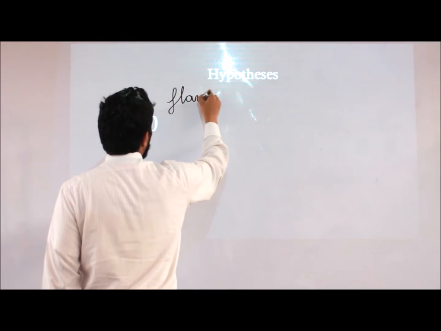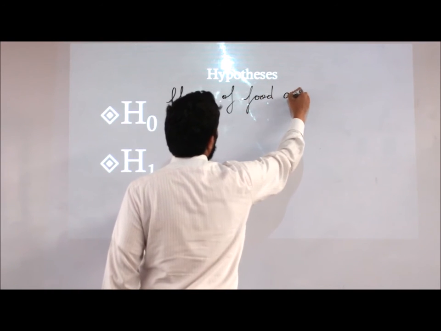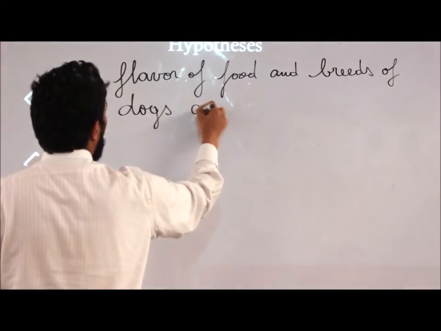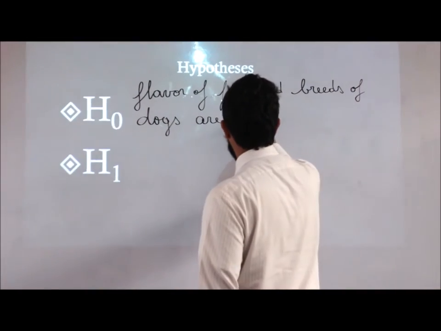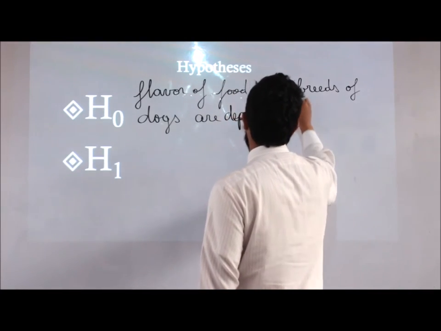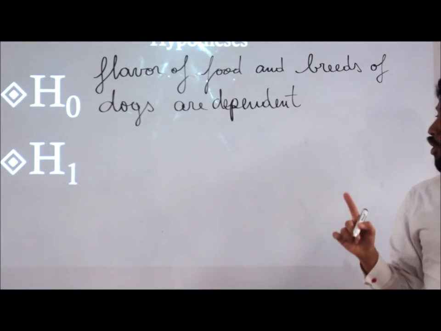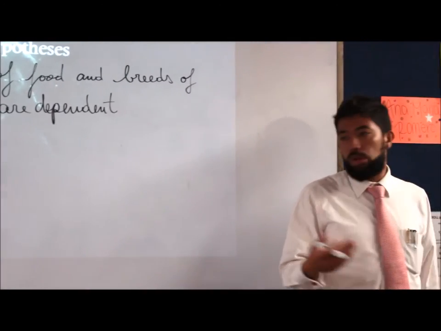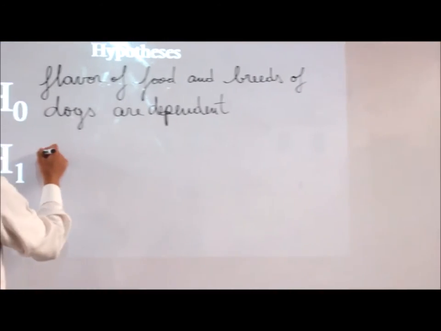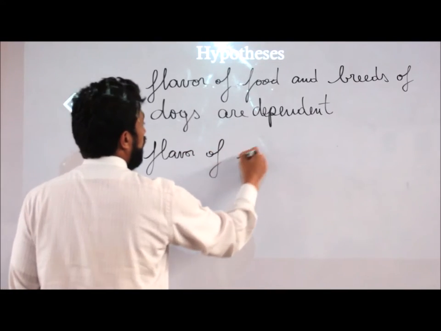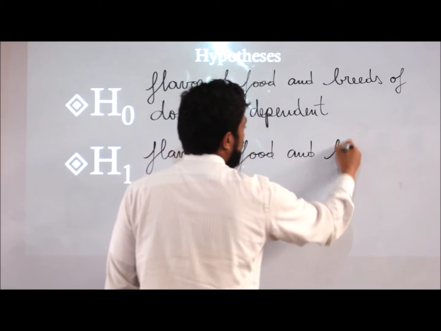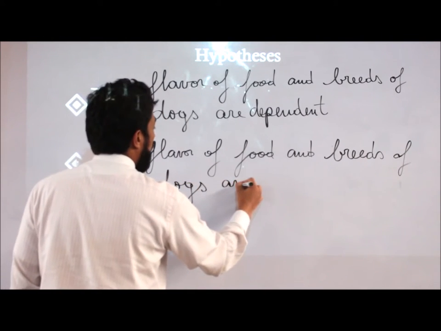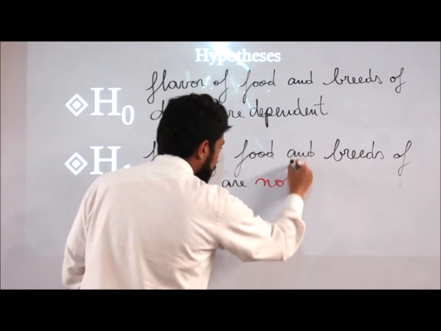So, flavor of food and breeds of dogs are dependent. Is it clear? The null hypothesis always talks about dependence of variables. And the alternative hypothesis will be the opposite. It means flavor of food and breeds, not brands, of dogs are not dependent.